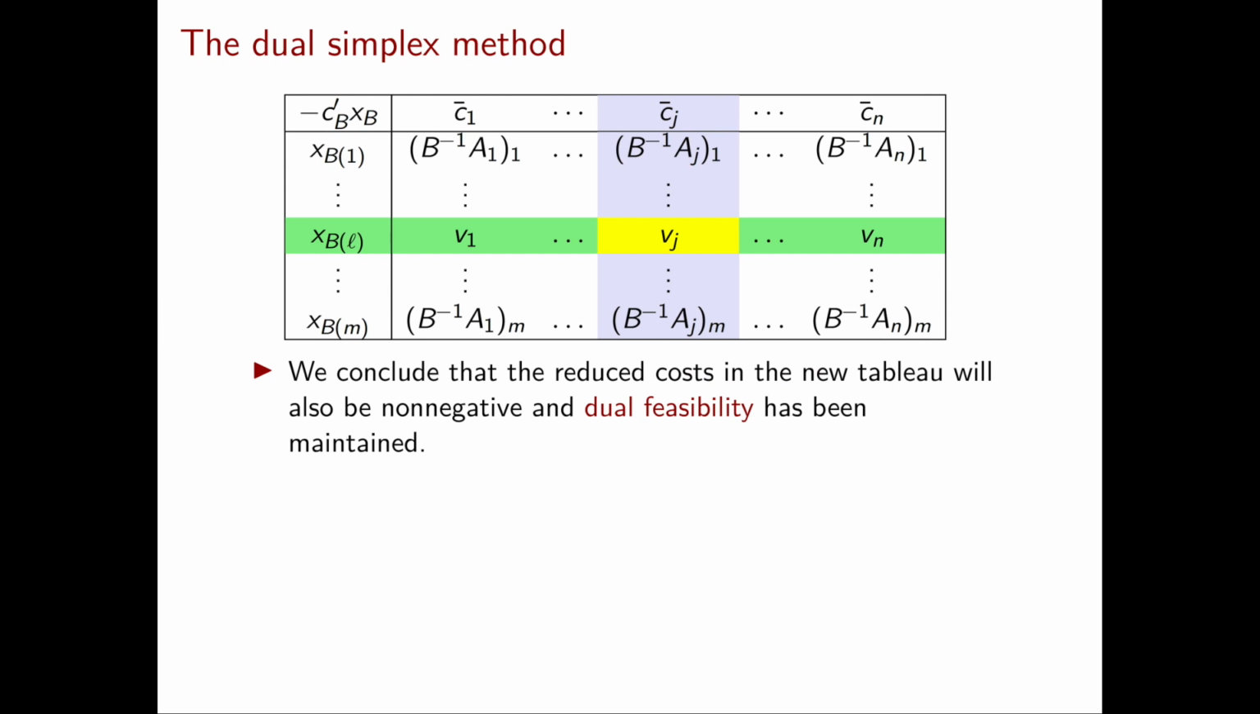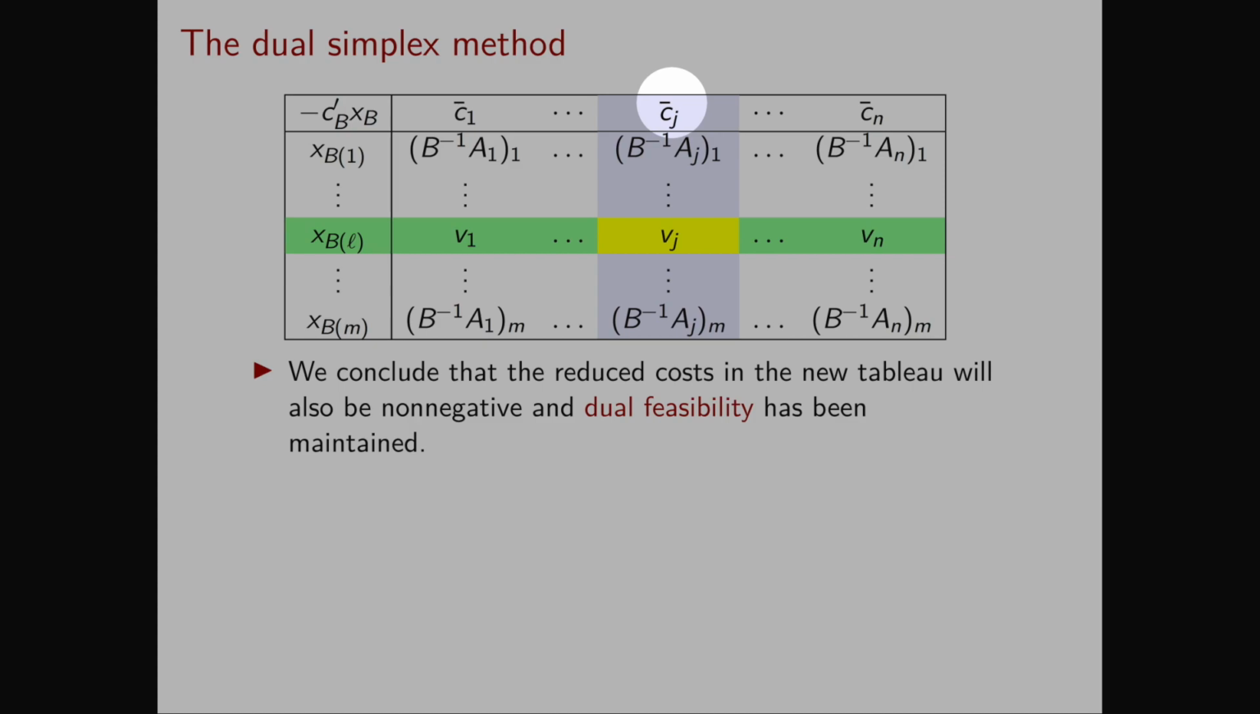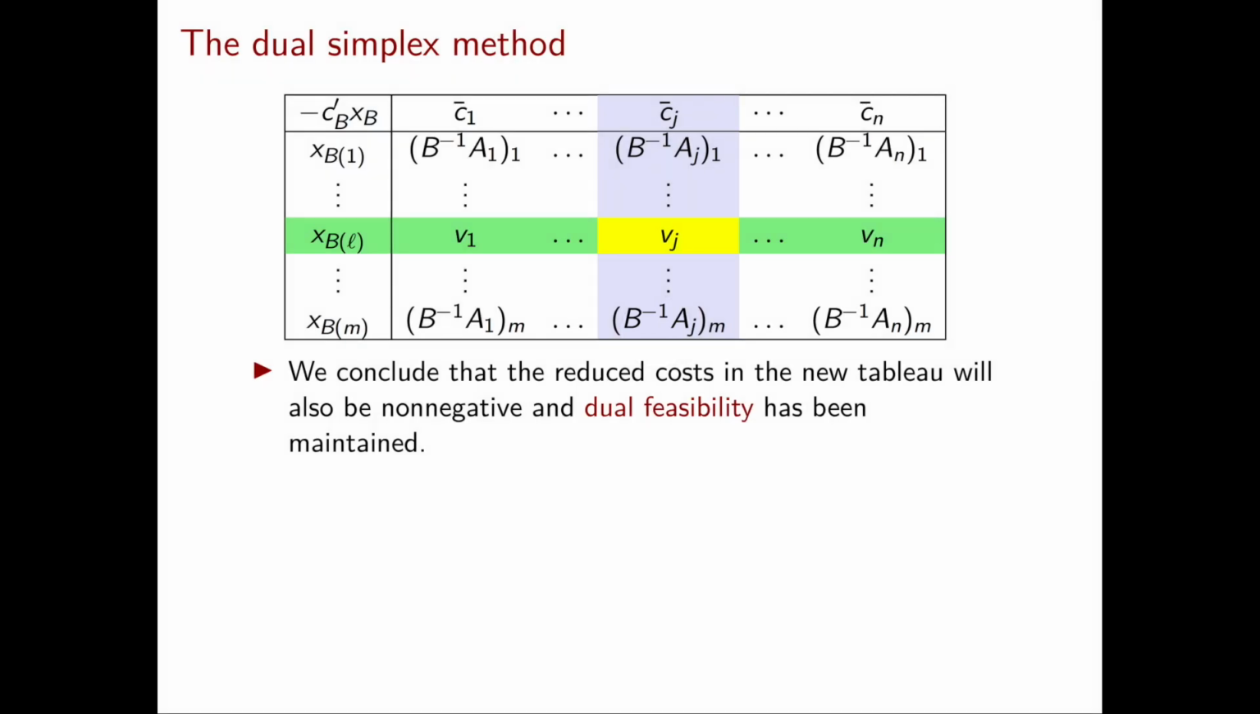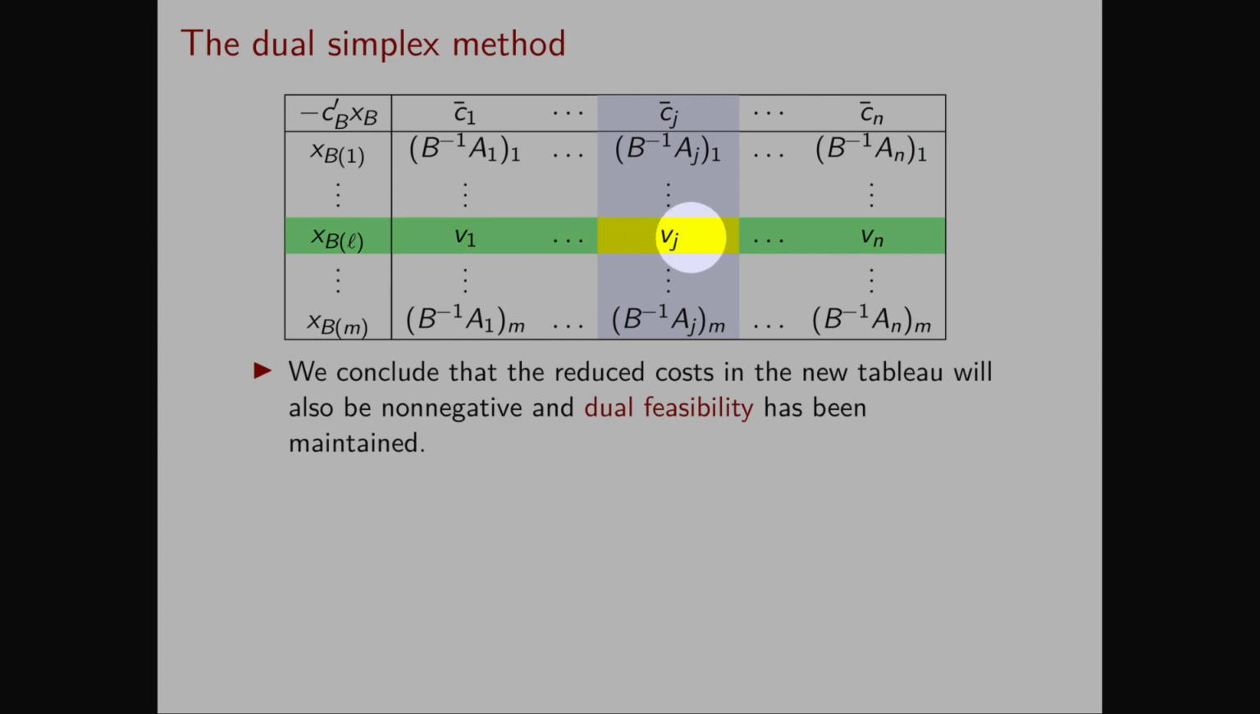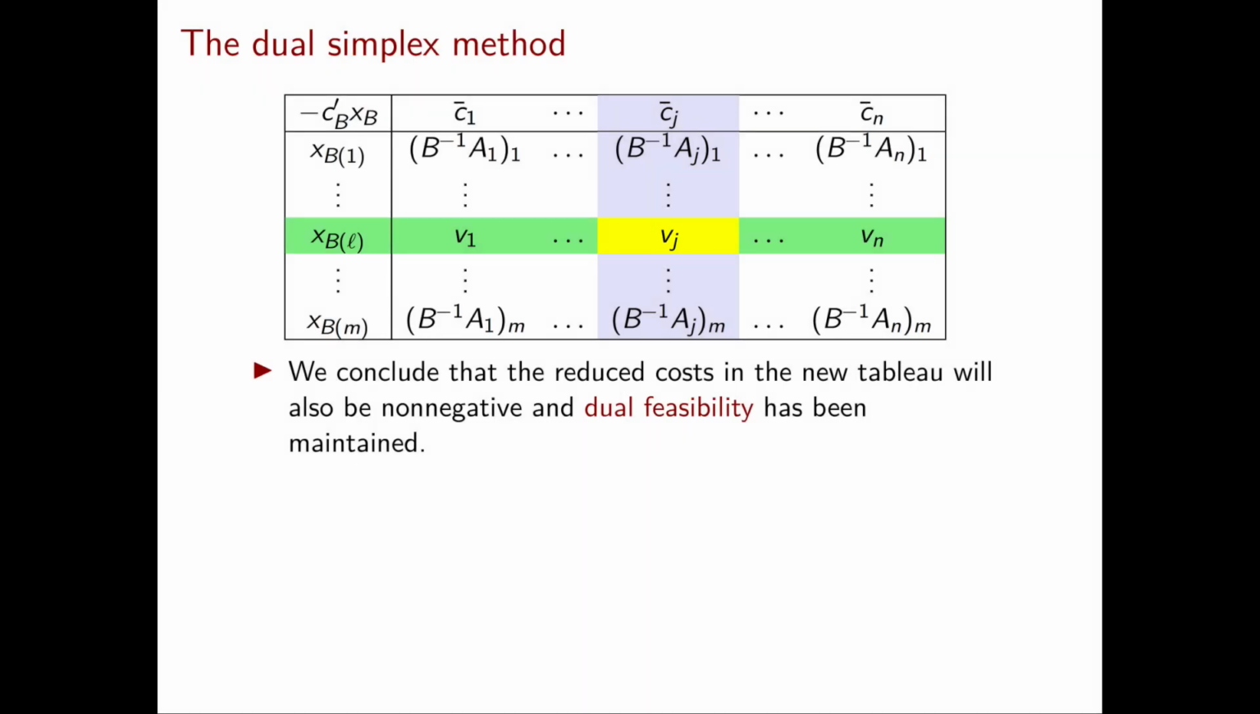It should be clear from our discussion of this change of basis that the changes of basis for the dual simplex method and for the primal simplex method are very similar. However, there are some key differences, and it's important to always remember them very clearly. One key difference is that while in the primal simplex we first choose the pivot column and then the pivot row, in the dual simplex we first choose the pivot row and then the pivot column.